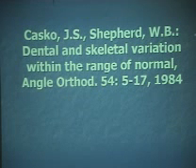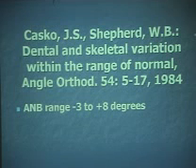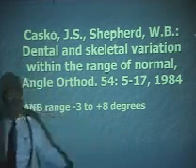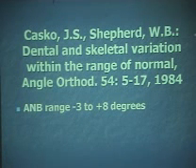Well, John Casko and Shepard, back in 1984, took a large group of class 1 patients who had excellent occlusions and excellent facial characteristics. And they measured them. And what they found was that the A and B would range from -3 to +8. Now we know, and I'm going to show you one here in a minute, that it goes up to 10.